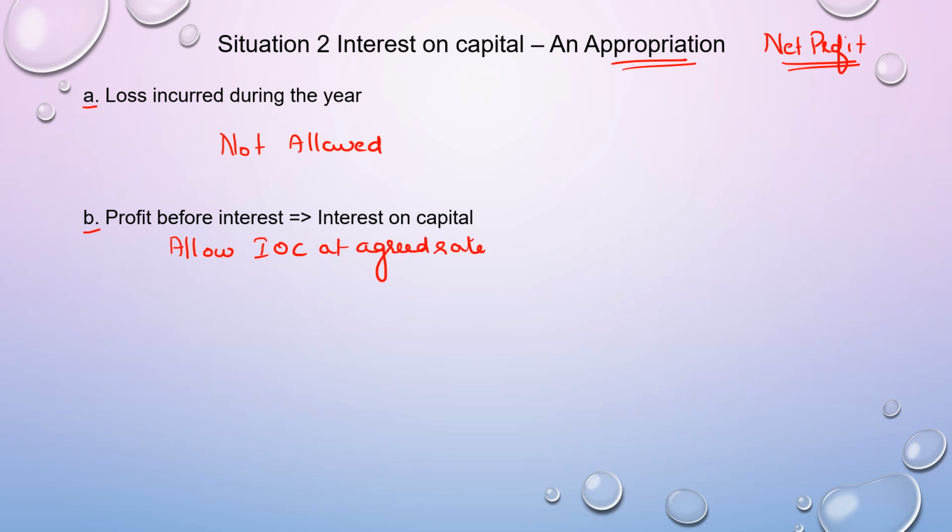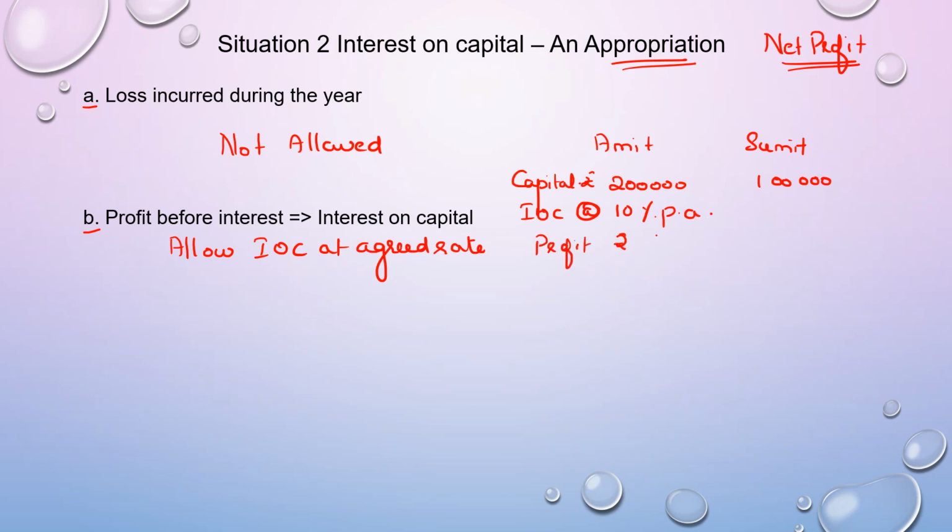Now let us understand the situation with the example to get the concept clear. Suppose there are two partners. Let us take their two partners Amit and Sumit. These two partners have contributed capital, say rupees 2 lakh and rupees 1 lakh respectively. This is a capital contribution. Now suppose the interest on capital is to be provided on their capital at the rate of 10% per annum, and the profit for the year is suppose say rupees 40,000.